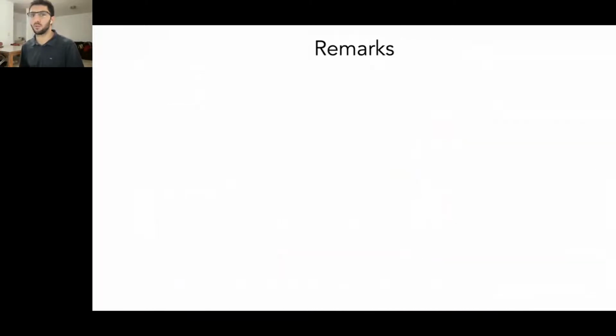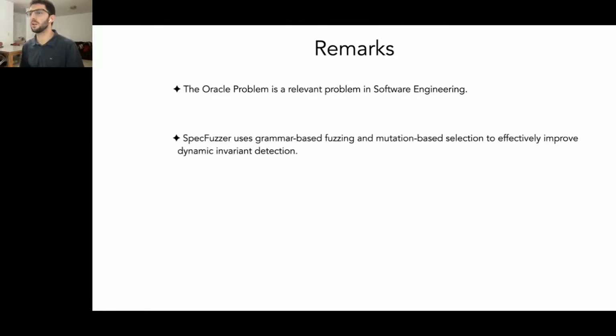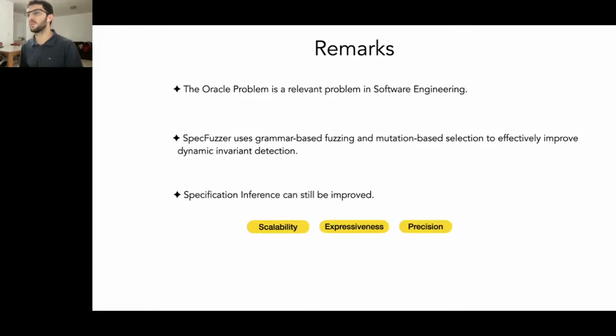So to conclude, I would like to highlight some remarks. First, the Oracle problem is a relevant problem in software engineering. Our approach uses grammar-based fuzzing and mutation-based selection to effectively improve dynamic invariant detection. And specification inference can still be improved in terms of scalability, expressiveness, and precision.